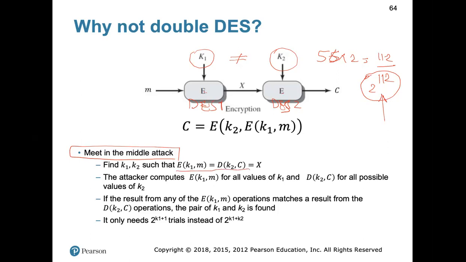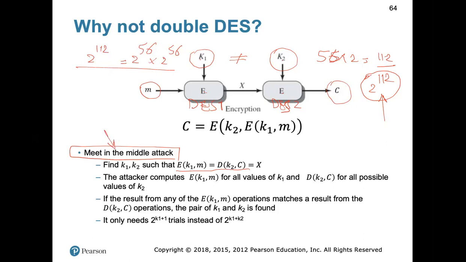Look, if we apply a plain text like M and get a ciphertext like C, we are assuming that the attacker should search all different values that key 1 and key 2 may get. So it's going to be 2 to the power of 56 for key 1 times 2 to the power of 56 for key 2, which is 2 to the power of 112. Yes, this is what we expect, but the attacker doesn't have to do it.